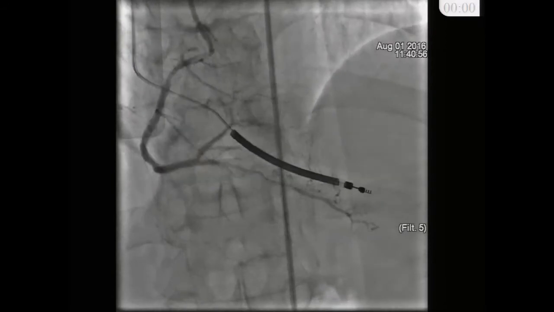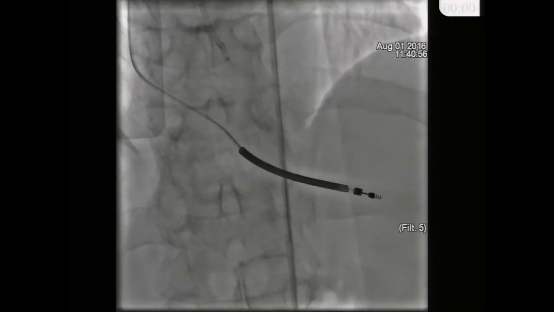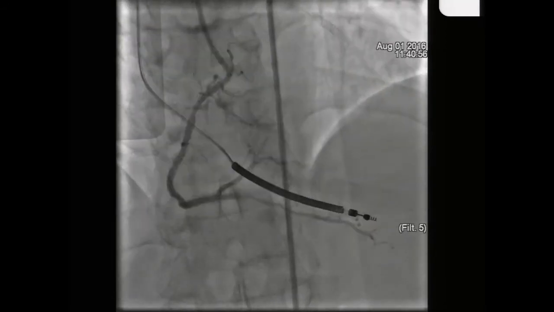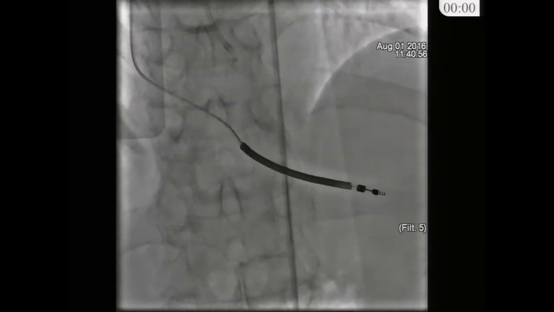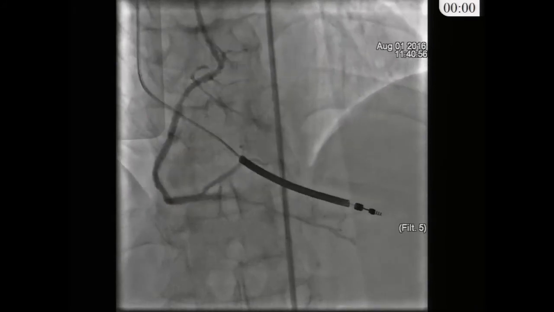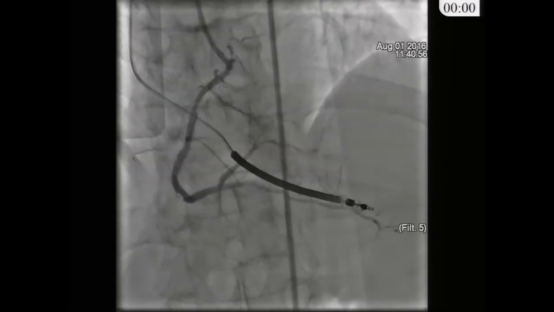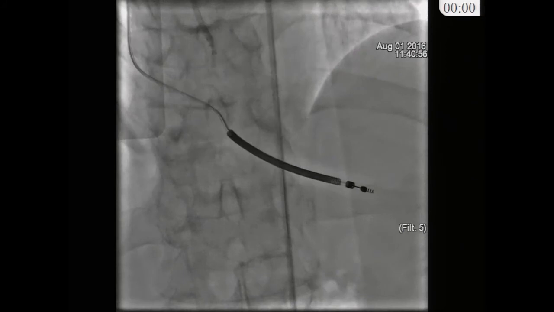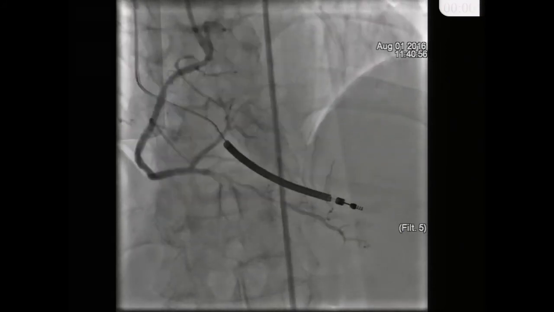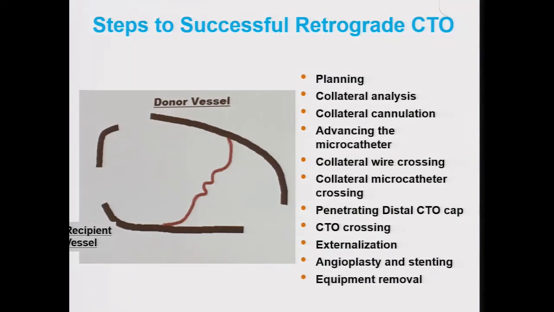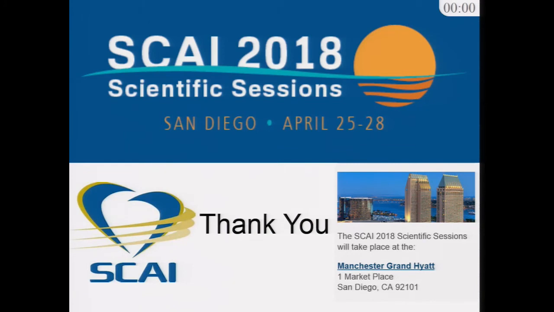So there are different things that you need to be aware of in retrograde dissection. There are different techniques, different wires, different catheters, different support devices that you need to be familiar with in order to get this retrograde procedure done and successful. So if you follow the algorithm, I think you will be successful in most of these procedures.